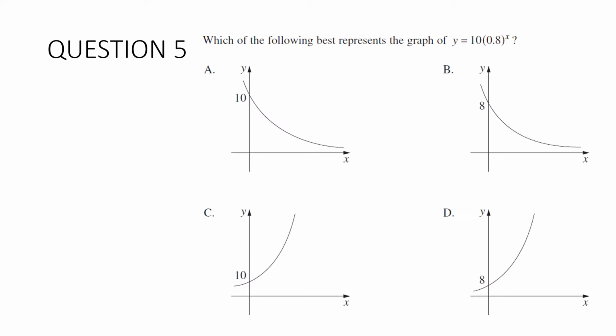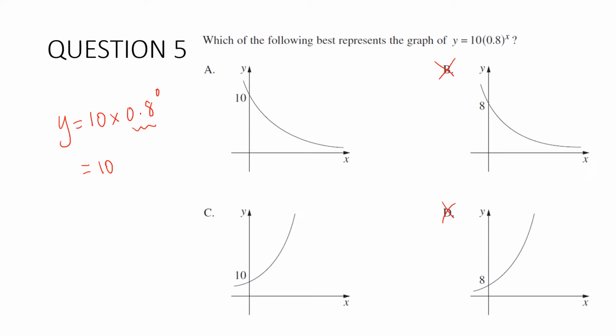Question 5. Which of the following best represents the graph of y is equal to 10 times 0.8 to the power of x? So let's start by working out the y-intercept, and that occurs when x is equal to 0. So we're going to do 10 multiplied by 0.8 to the power of 0. This is equal to 1, and so our y-intercept is 10. So it's not B and it's not D.